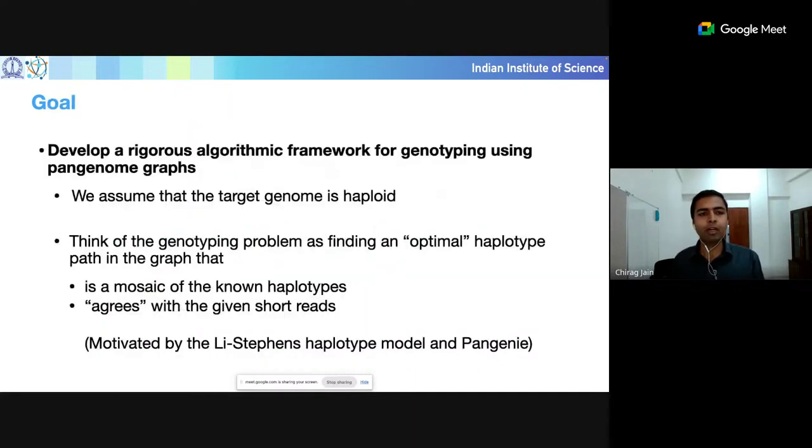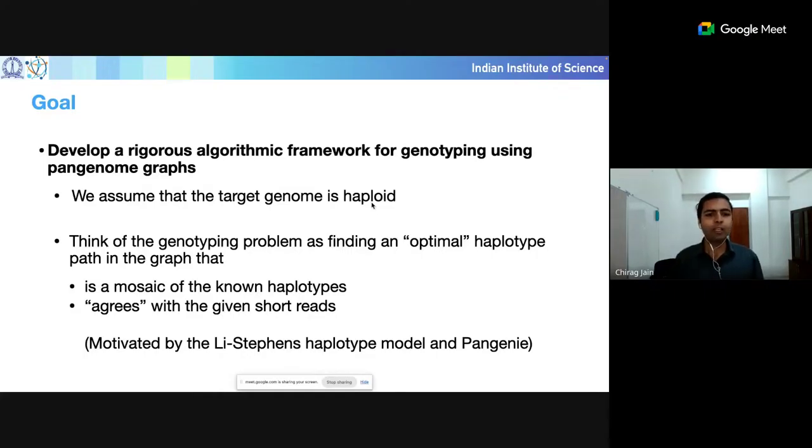Given this overview, the goal of our work was to develop a rigorous algorithmic framework for genotyping using pangenome graphs. The motivation is that most existing approaches require complex heuristics for solving this problem, because graphs can be very challenging to operate with. In this attempt to identify a rigorous algorithmic framework, we first start with the assumption that the target genome is haploid. So we start with a relatively easier problem, where ploidy equals 1.